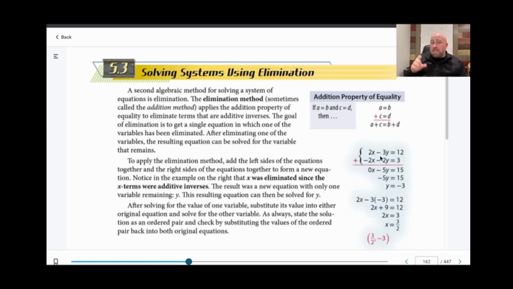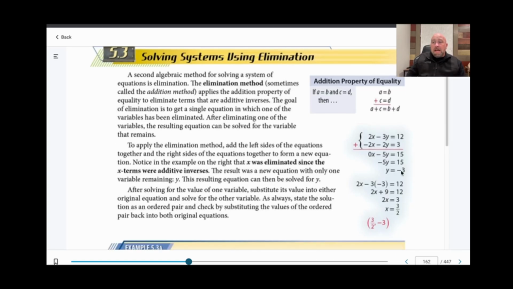Then we have to do the same thing to all of them. So we can't just combine the x's and then leave everything else. We have to combine the y's. Minus 3 minus 2, we get a minus 5. Negative 5y equals, and then 12 plus 3 is 15. So we just add those together, and that cancels out. So we get negative 5y equals 15. Get y by itself by dividing both sides by negative 5. And then we come out to y equals negative 3.